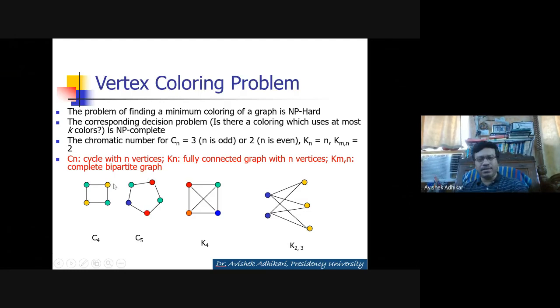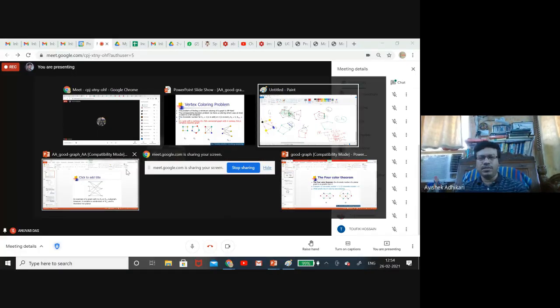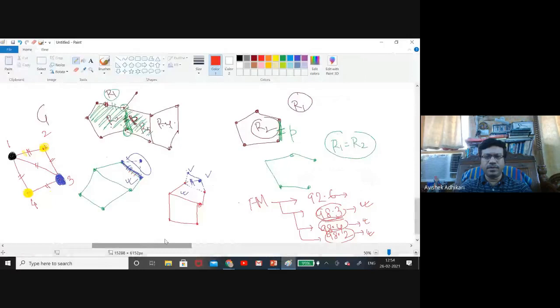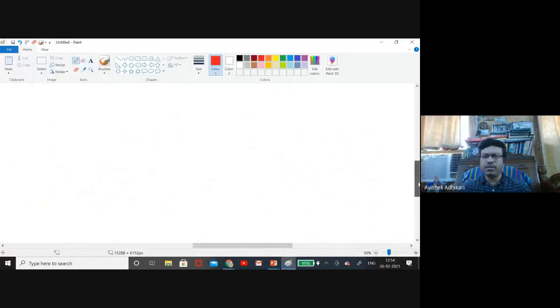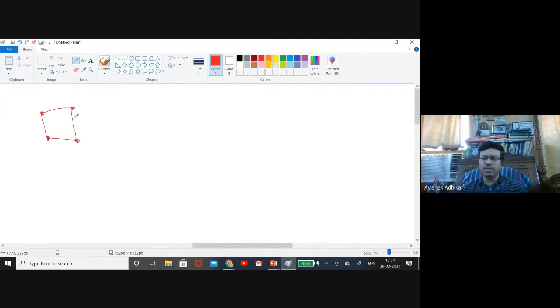Suppose I have a cycle. In case of a cycle, now how many colors do you think should be required to color this? Two. So you can do it with, say, this one black, this one red, this one black, this one red, again this one black.